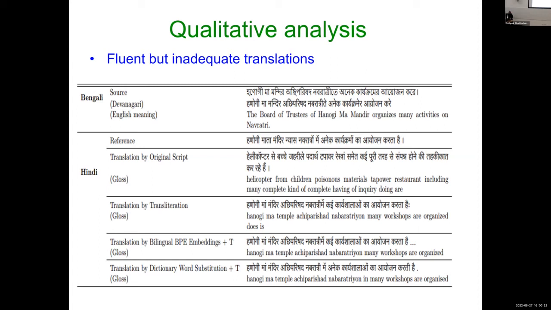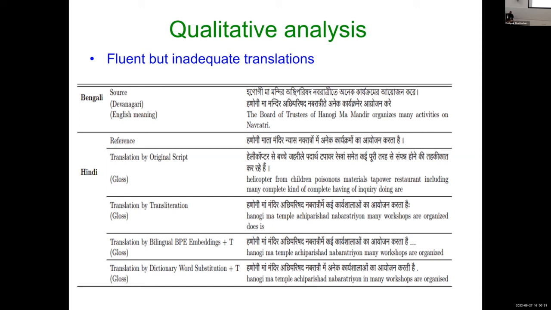A picture begins to emerge. Now, when we go to bilingual BPE embedding, plus the gloss and transliteration, then we see Hanogi Ma Mandir Archi Parishad, Navaratri में कोई कार्यशाला का आयोजन करता है. It is quite close to a fluent translation. And when we have dictionary word substitution also and transliteration, then Hanogi Ma Mandir Archi Parishad Navaratri में अनेक कार्यशालाओं का आयोजन करते हैं. This is almost perfect.